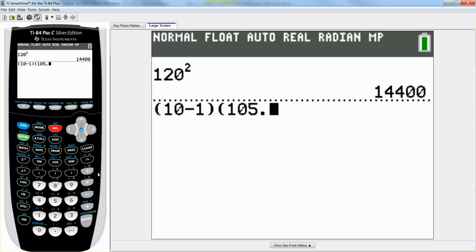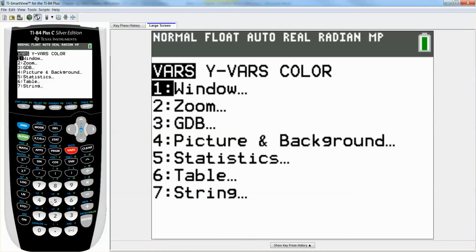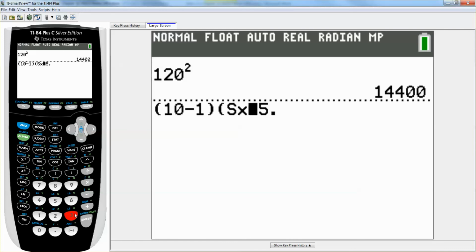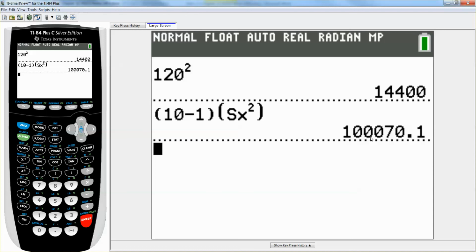Oh, let's not do this. Let's do it with the SX, shall we? I mean, we ran the calculation. So let's look at variables. Number 5 for statistics. And see number 3 right there? It'll know the last SX you found. So it's SX squared. Delete that. All right, so that gets us this number.